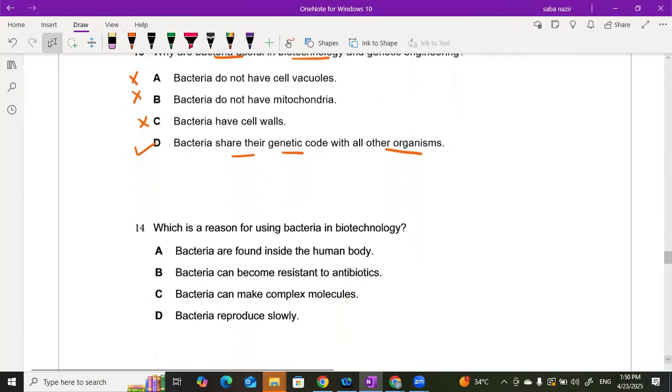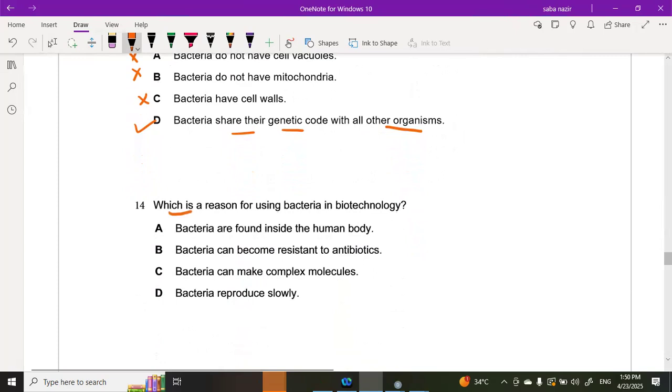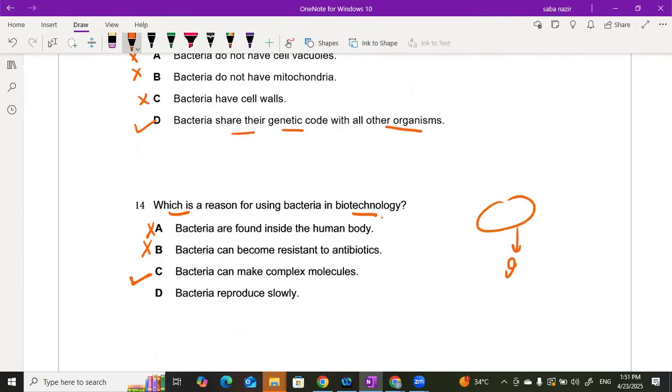This is the reason for using bacteria in biotechnology. Bacteria are found inside the human body, not that bacteria can become resistant to antibiotics. I will never pick any organism for that reason. Bacteria can make complex molecules, like when we used bacteria to make insulin. Insulin is a complex protein, so bacteria can make a complex protein, that's the reason. And bacteria do not reproduce slowly, they actually reproduce faster. So we have seen the correct answer here as well.